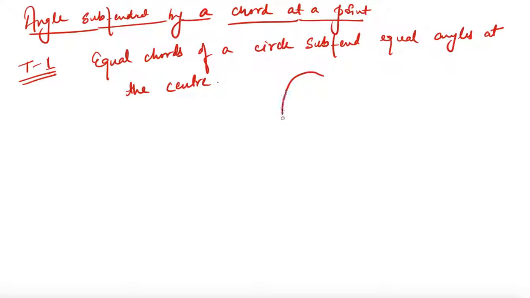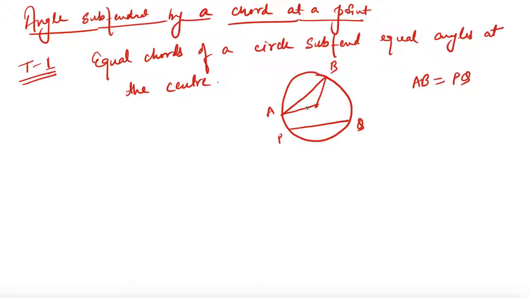That is, say this is my circle, this is my center. Say I have one chord here like this, and I have another chord here like this. This is AB, this is PQ, and it is given that the length of chord AB is equal to PQ. So if I join point B with the center, point A with the center, I get an angle, say this angle is theta. Similarly, if I join P with the center and Q with the center, say this angle is phi. So as per this theorem, theta will be equal to phi, given that AB is equal to PQ.